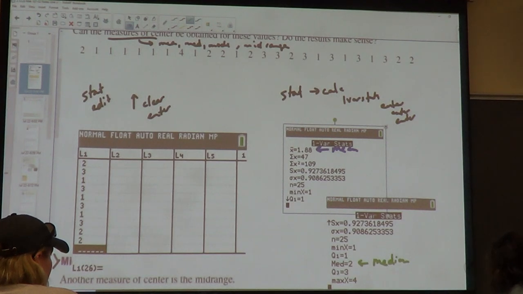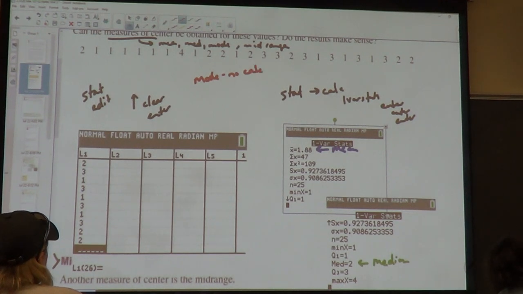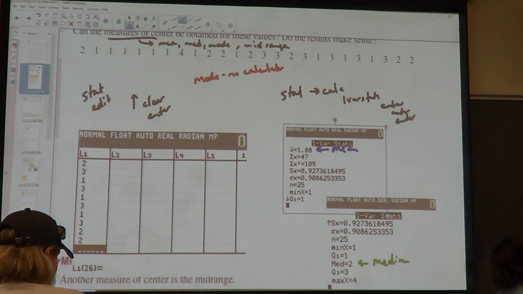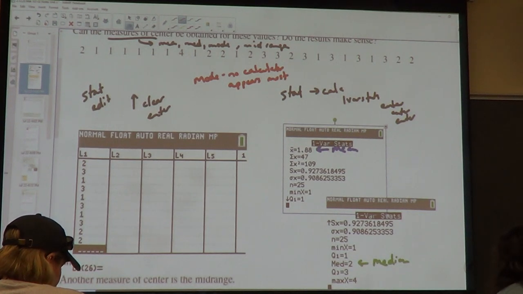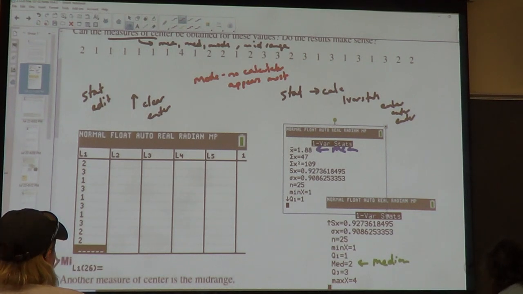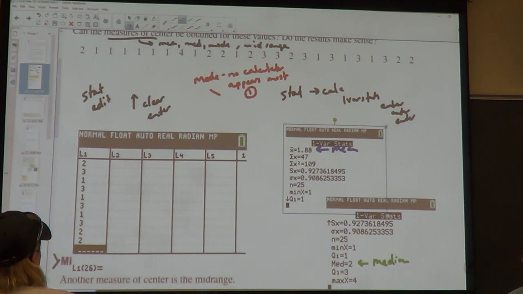Now, the mode you cannot do by calculator. But that's the easiest one to do. The mode is the one that appears the most. So if I go through the numbers, which one shows up the most? 1, 2, 3, or 4? One. So your mode is going to be 1.